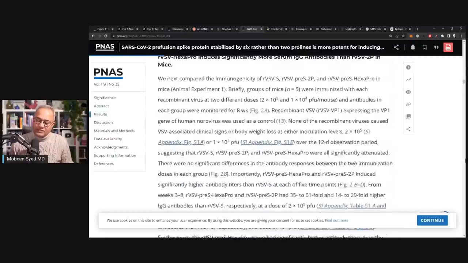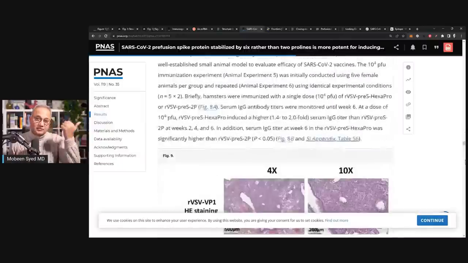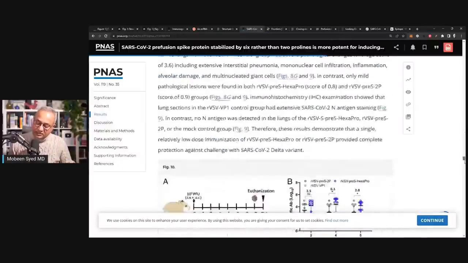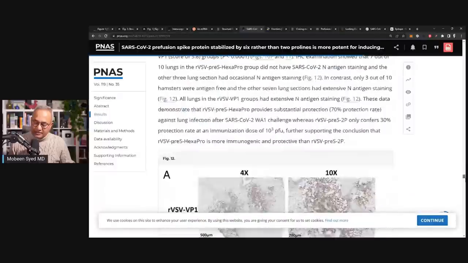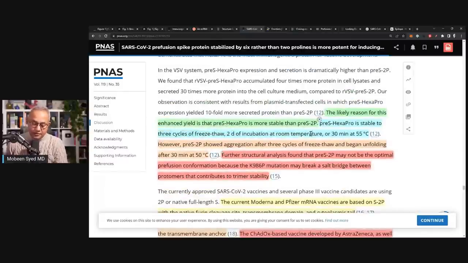Of course, we know that whenever there is a new technology that comes in, they always draw your attention to the weaknesses of the previous technology. So here, the 6-proline change folks are talking about 2-proline change folks and saying, hey, our locking is better. Look at this. First, check this sentence. They're saying the likely reason for this enhanced yield is that hexapro, the 6 changes, creates a more enhanced yield of locked spike proteins. The likely reason for this enhanced yield is that pre-S hexapro is more stable than pre-S2P.